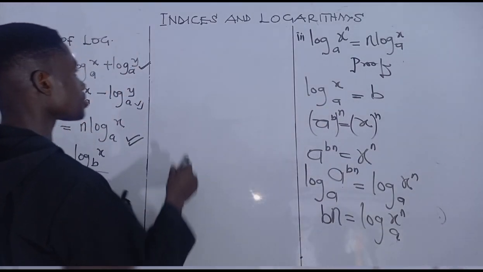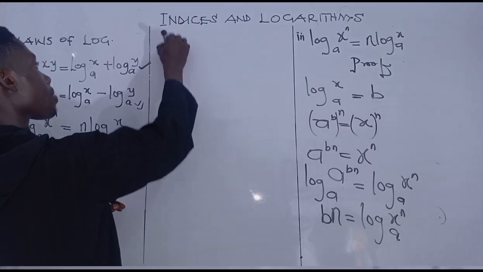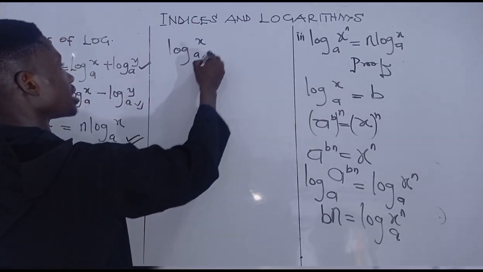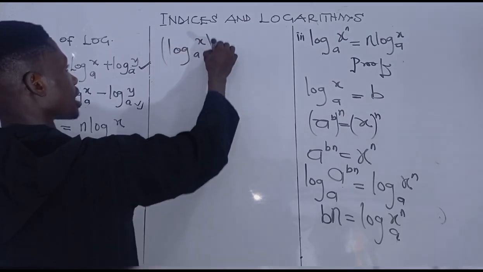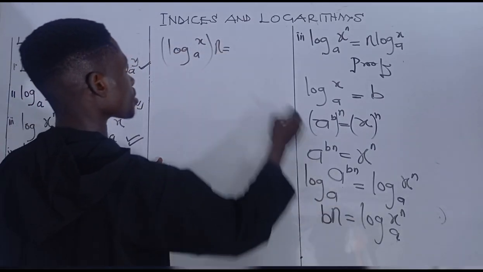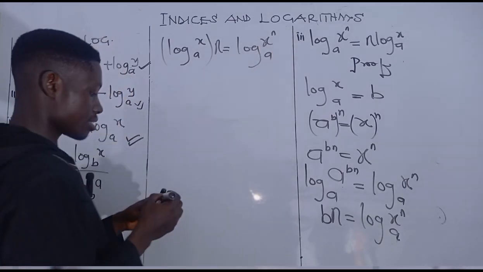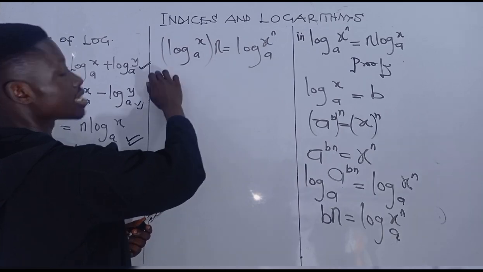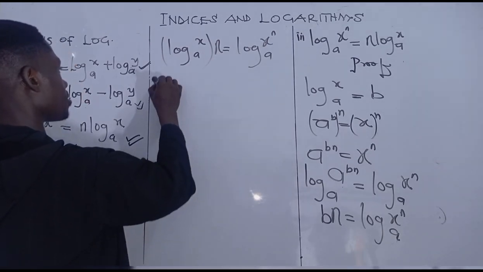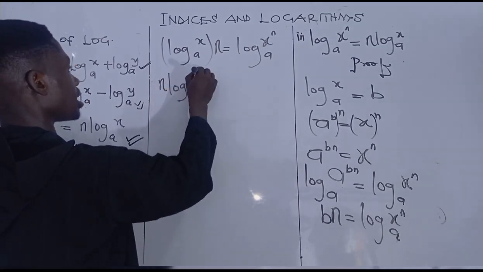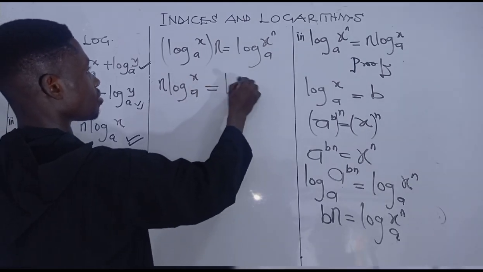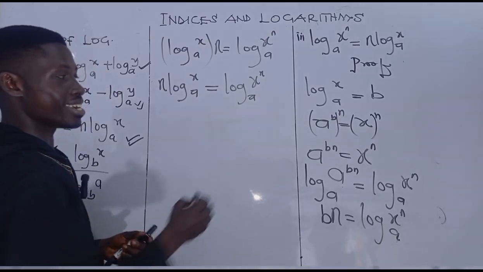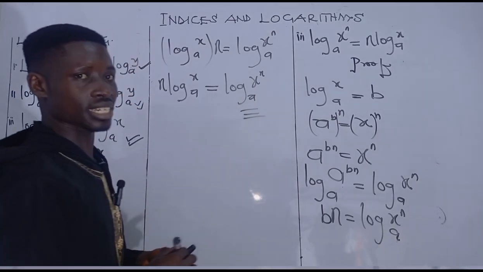So we shall have log of x to the base of a multiplying n is equal to log of x to the power n to the base a. Now since multiplication is commutative, we can decide to bring the n in front. So we have n times log of x to the base a is equal to log of x raised to the power n to the base of a. And this is the proof, as easy as that.